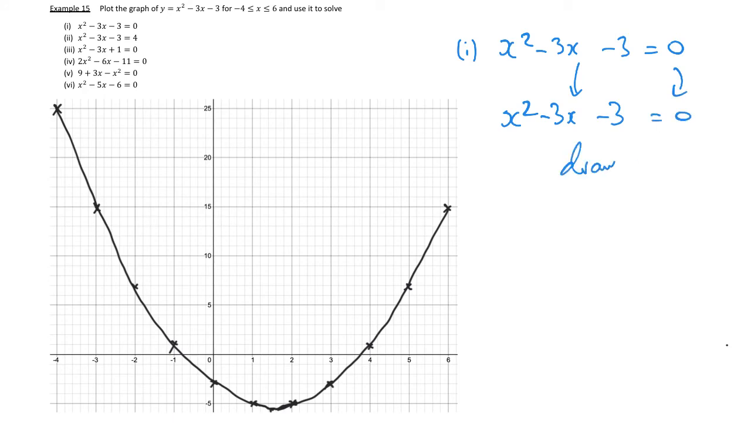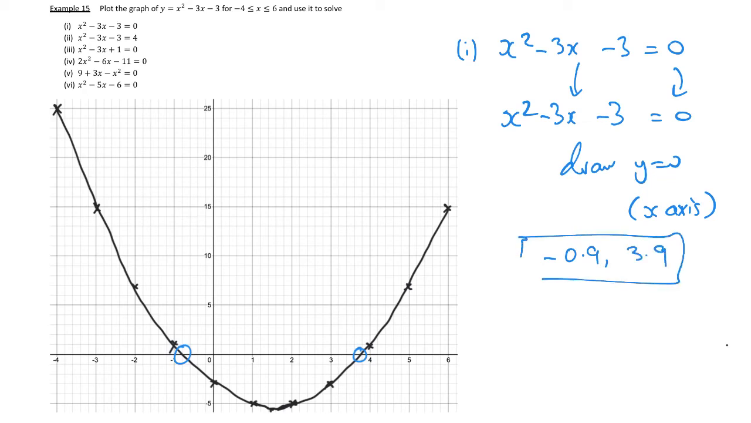So we draw y equals 0, which is the x-axis. So we don't really need to draw anything. We just need to see where they cross. And we can see they cross at minus 0.9 and 3.9. So those are our two x values there.